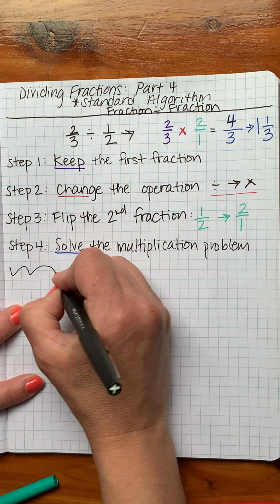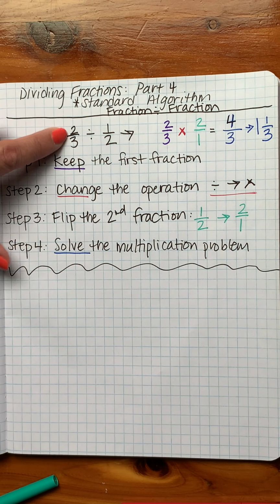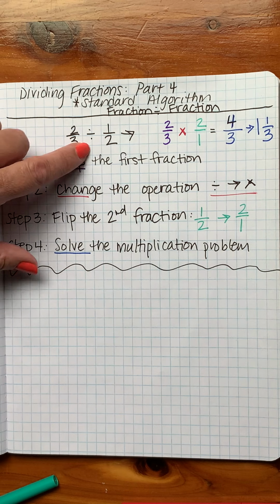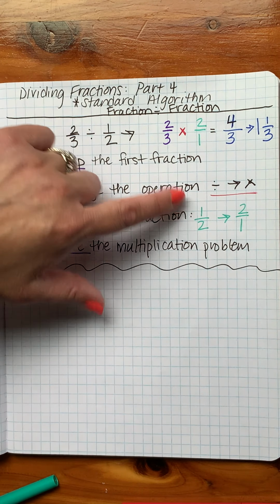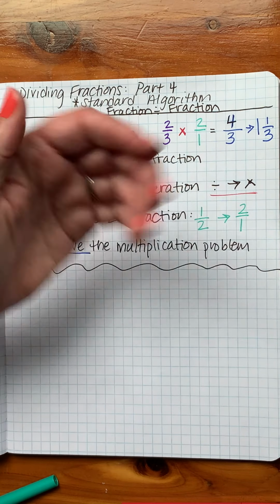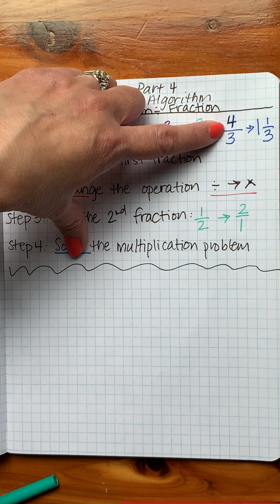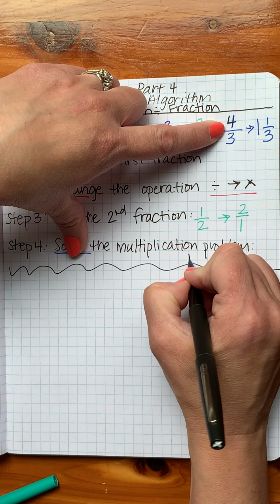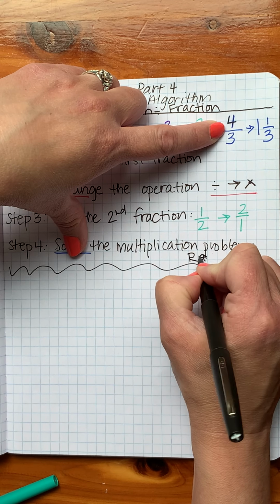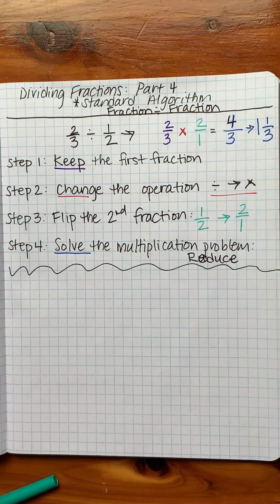Again, standard algorithm or shortcut, pretty easy. Keep the first fraction the same, change the operation from division to multiplication, flip the second fraction. It was 1/2. We're flipping it upside down. Now it's 2/1, and just solve the multiplication problem. And then I might even put reduce. Remember, if improper, you have to turn it into a mixed fraction.